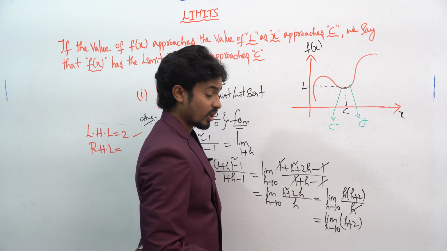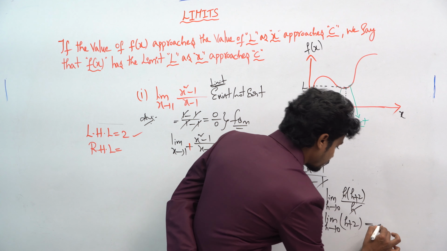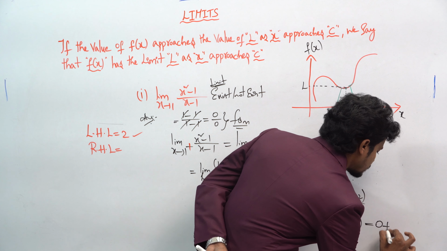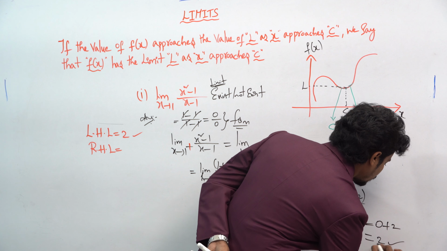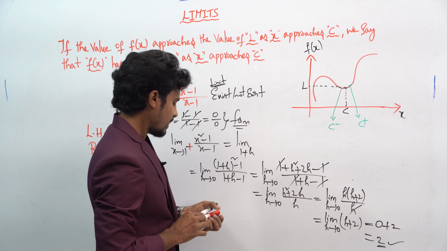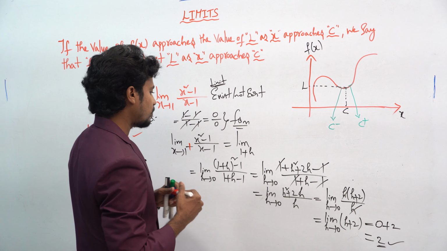Okay. So what will happen? Replace h with 0. That will be 0 plus 2, here this will be 2. So how much you will get? You will get the right hand limit, the right hand limit will be equal to 2.